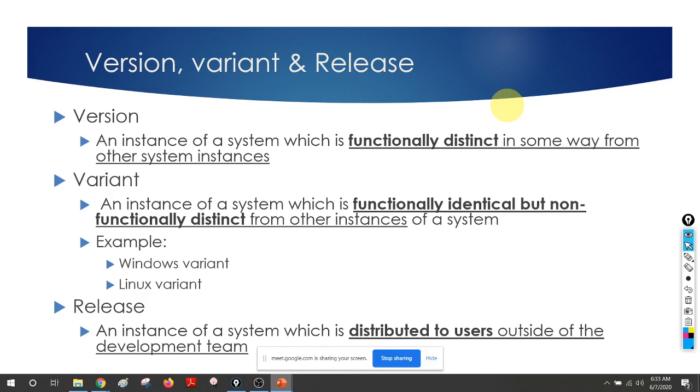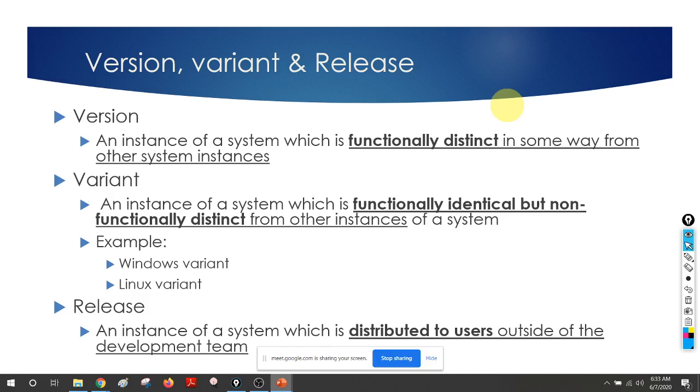When you are releasing your software, that is also configuration management. We have to properly manage it, right? So we use some terms, a term called version, variant, and release. Version, in this case, means we have a functionally distinct specific instance of our software. So that is called a version.